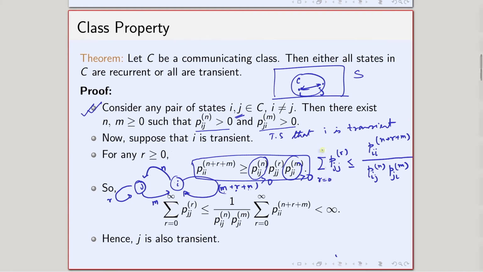Now let us take the sum on both sides, over r equals 0 to infinity. When I take the summation with respect to r, I get that the sum over r of P_jj^(r) is less than or equal to the sum of P_ii^(n+r+m), divided by these two quantities, which do not depend on r, so I take them outside of the summation sign. Now we have assumed that i is transient, which means that i is transient if and only if the summation of P_ii^(n) over n equals 0 to infinity is less than infinity.